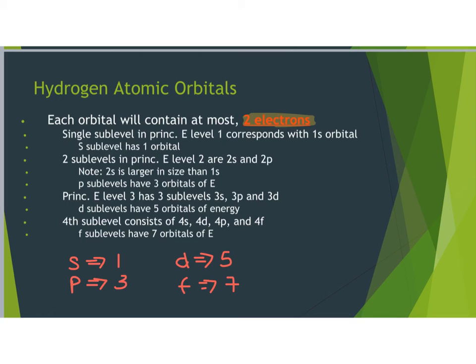So ultimately, the s sublevel will hold 2 electrons. The p sublevel can hold up to 6. D's can hold up to 10. And f's can hold up to 14. I'm just going to ask you to keep that thought in the back of your mind as we go through things over the course of the next couple of days.